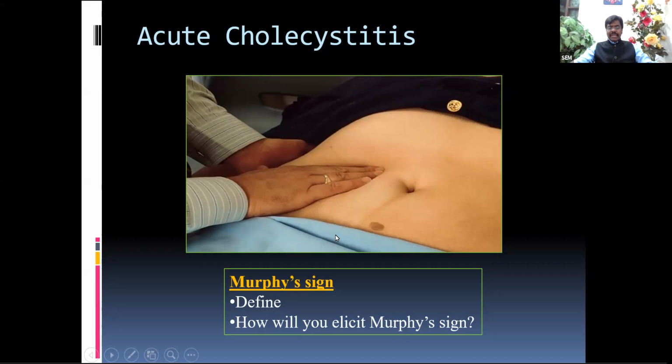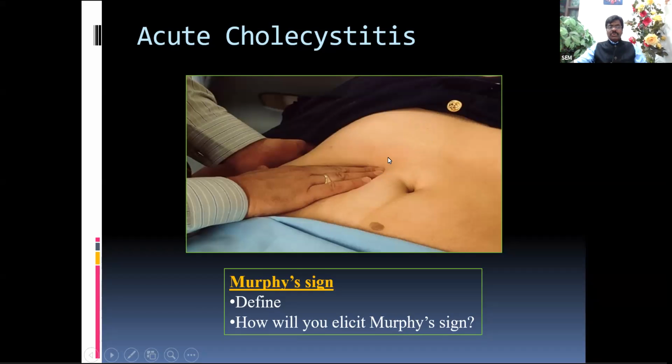The patient is lying supine. I put my hand just below the costal margin along the mid-clavicular line. Then I ask the patient to take a deep inspiration. As the patient takes a deep inspiration, the diaphragm comes down as the lung inflates. Along with that, the liver and the gallbladder descend. And the descending gallbladder will touch my finger, and because the gallbladder is inflamed, the patient will have pain.